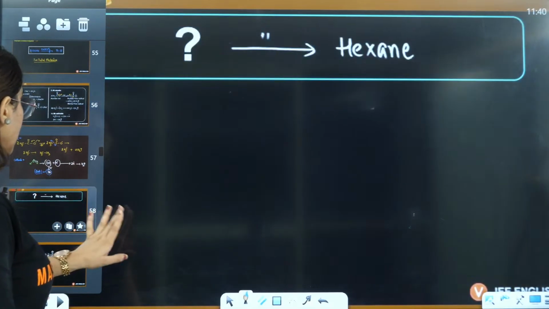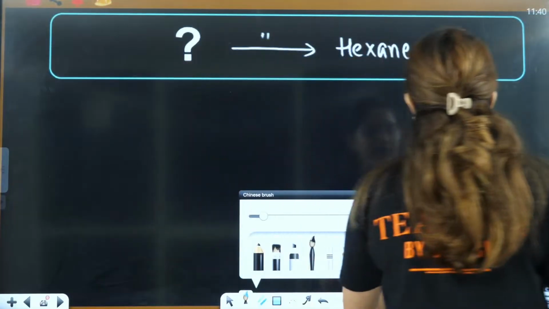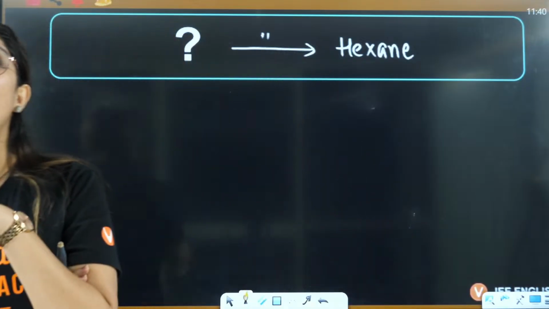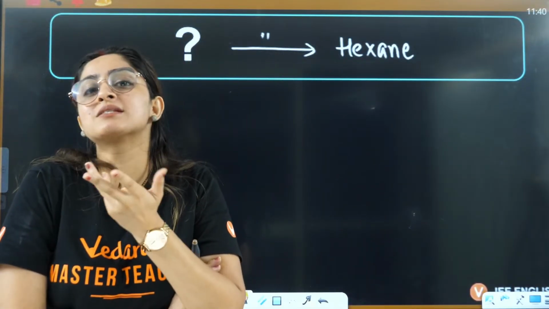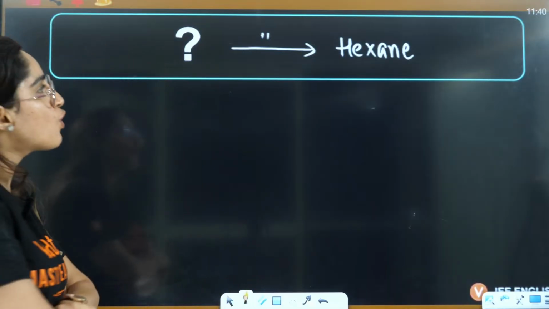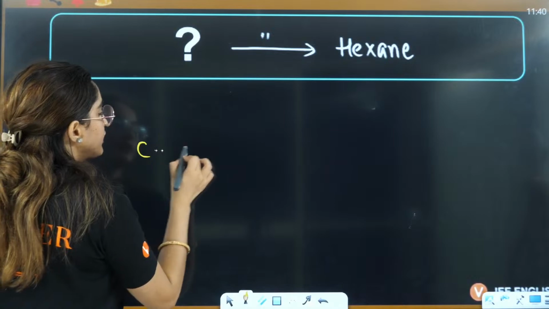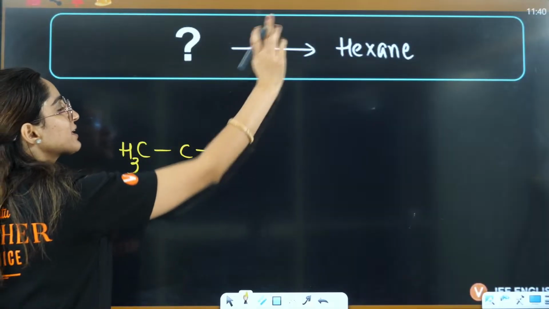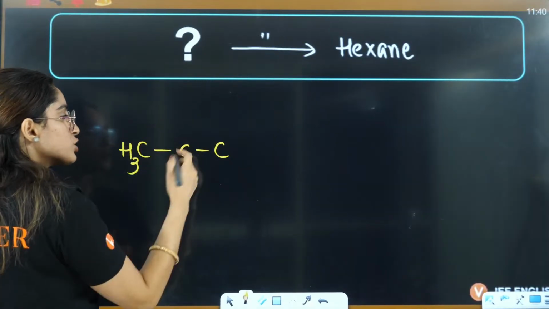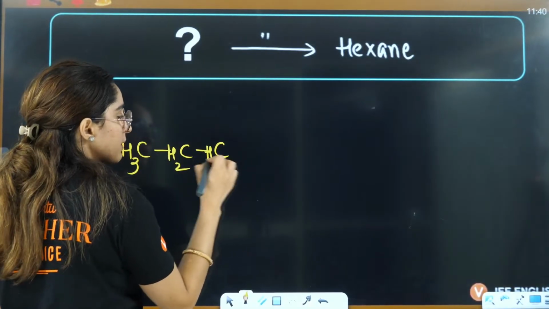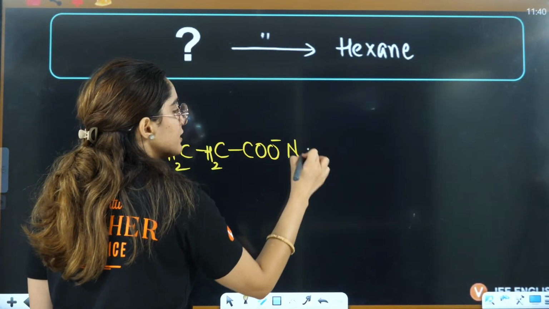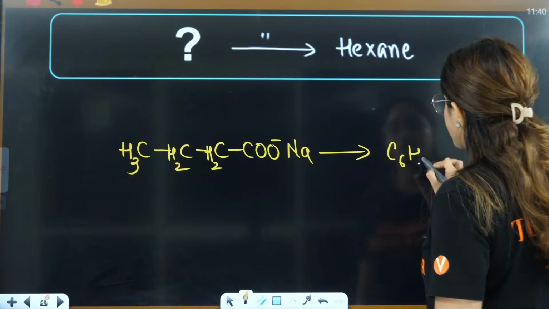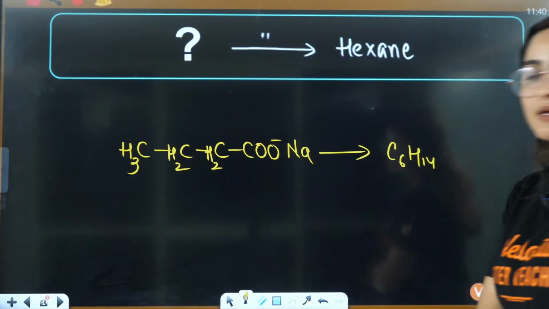Yes, everybody? Acha. Now see, now they are saying that if you have hexane, in Kolbe's electrolysis, what must be the acid that you must have used? So, the acid chain will be double of the alkyl chain. Sorry, half of the alkyl chain. So, the alkyl chain is 6 membered, so this chain will be half of it, that means 3 membered. And here you will have COO negative Na. With Kolbe's electrolysis, you will have the formation of C6H14, that is hexane, right?